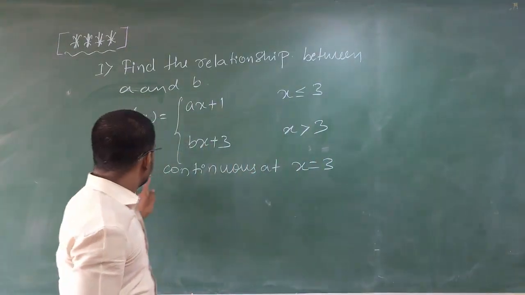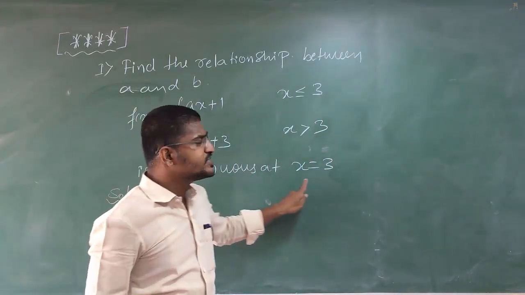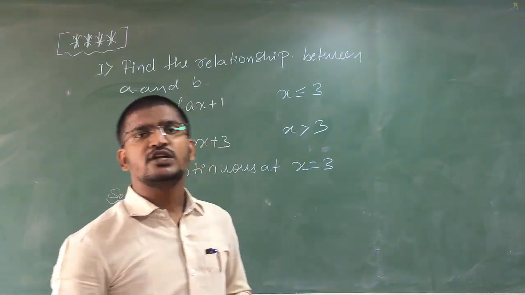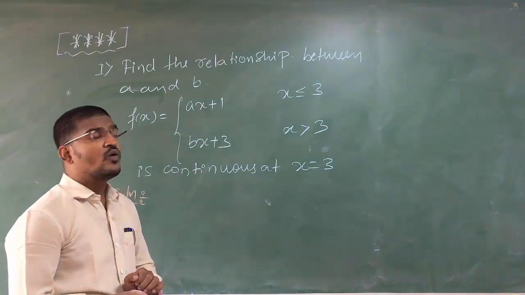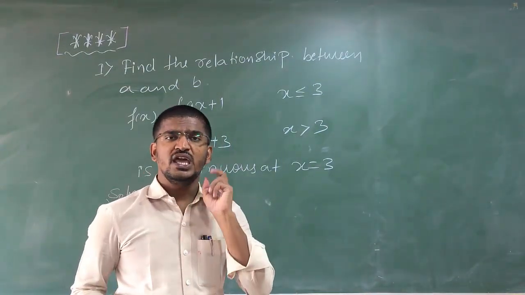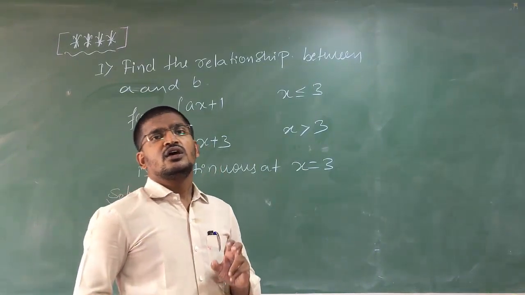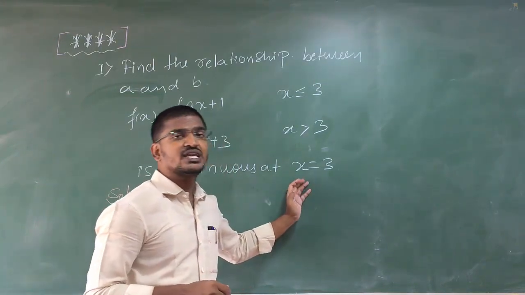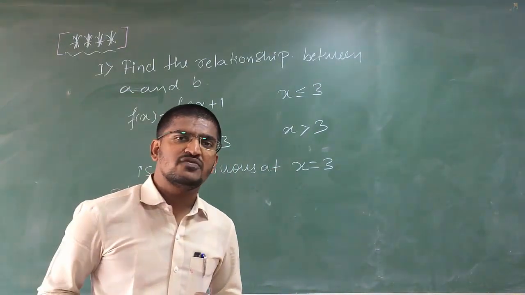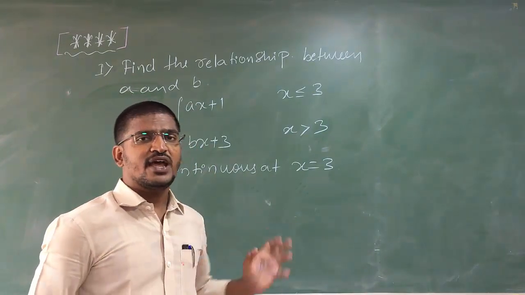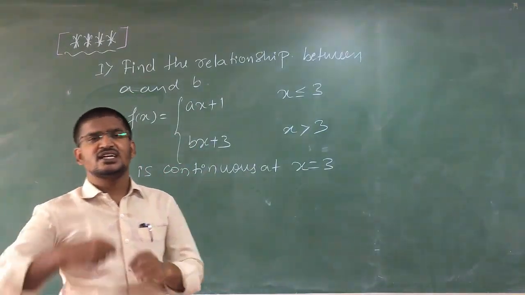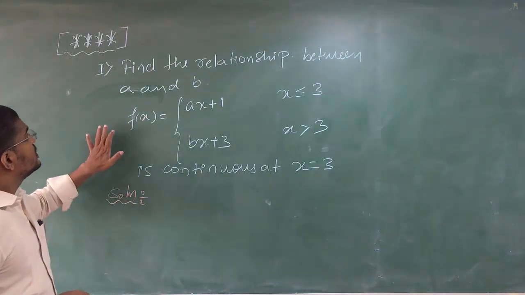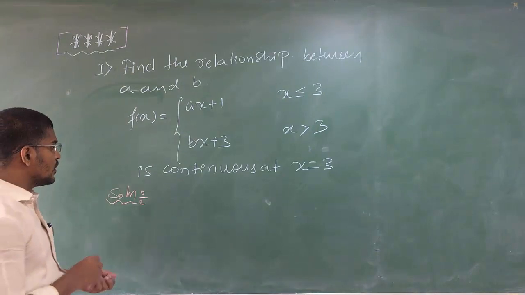They have given that it is continuous at x equal to 3. That means already the function is continuous. You no need to check whether it is continuous or not. If you know the definition of continuity, what is the meaning of continuous at x equal to 3? Left hand limit is equal to right hand limit, and that is equal to f of a. Clear? Okay. By seeing this problem, let us solve.